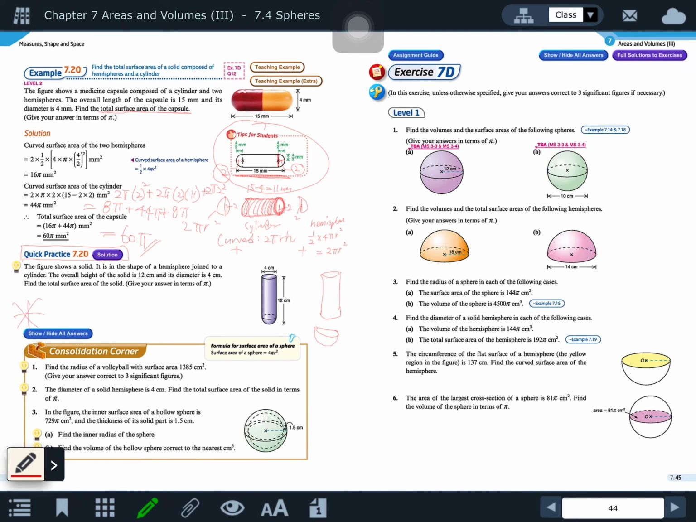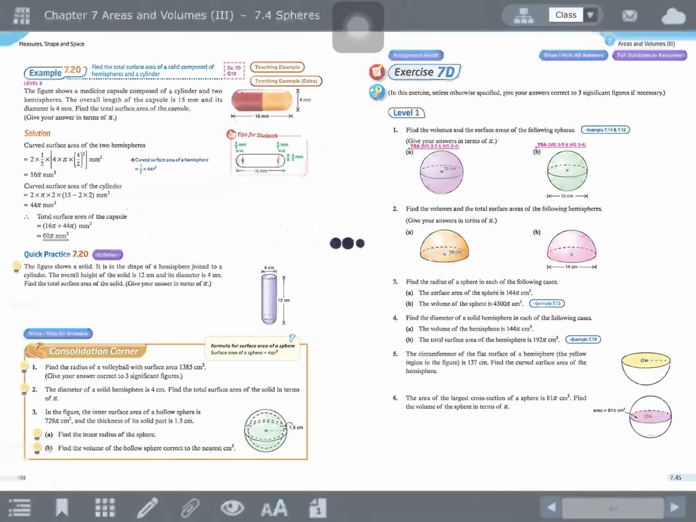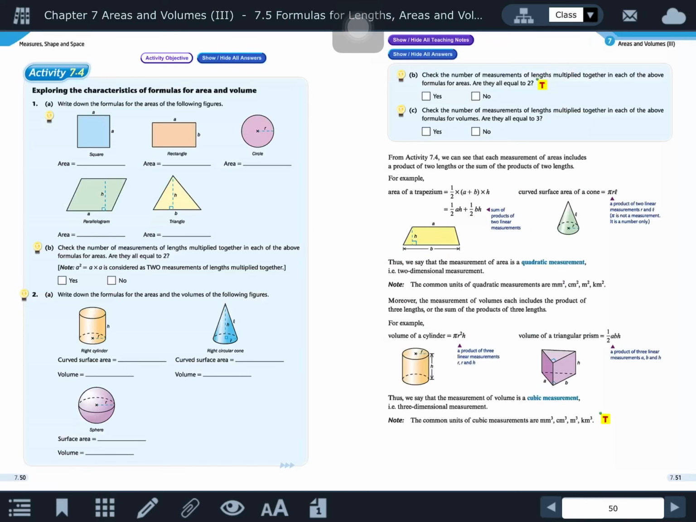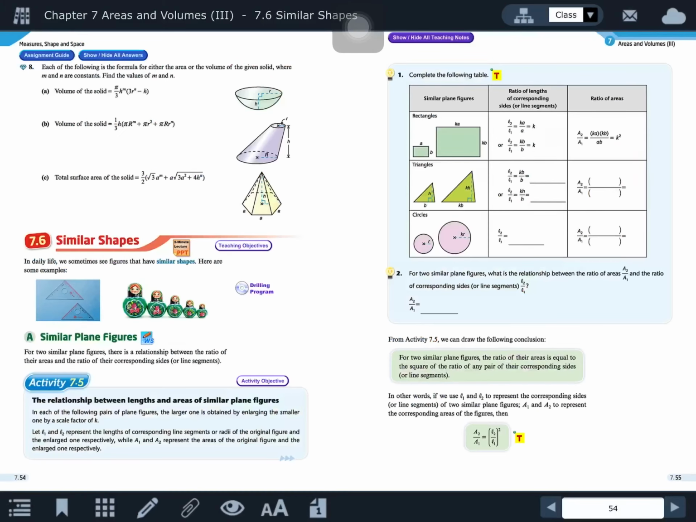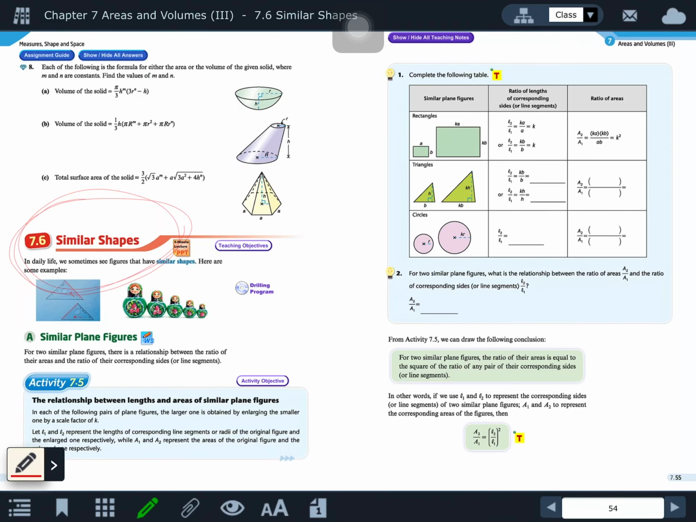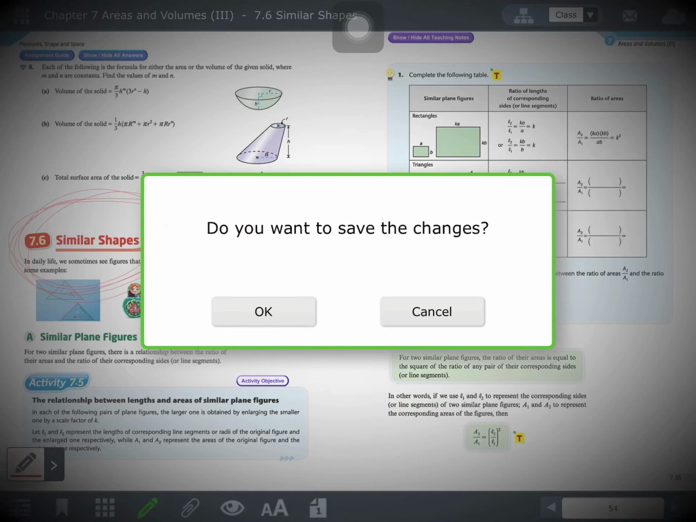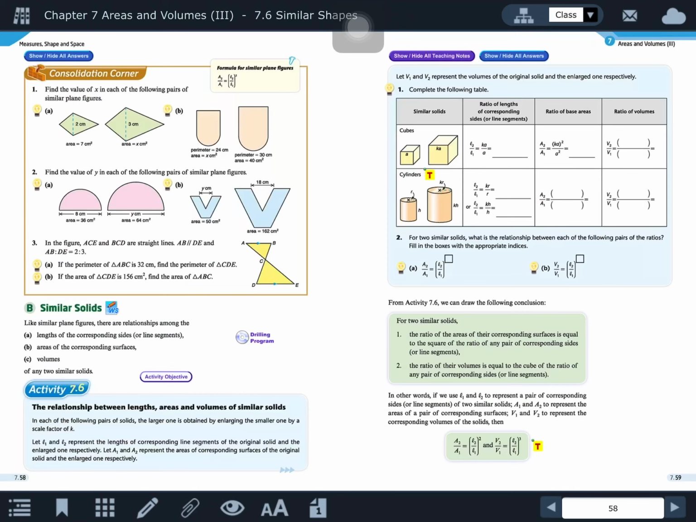And then I will take one more video about this part, with a similar shape. Okay, so that's all for today.